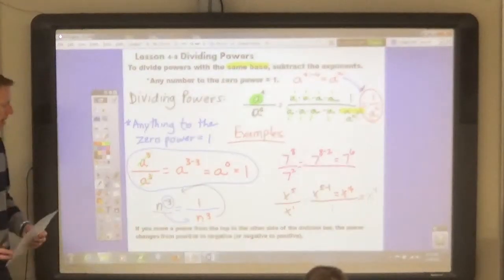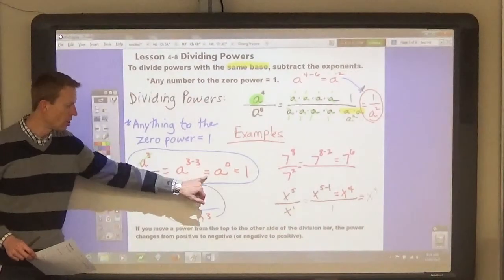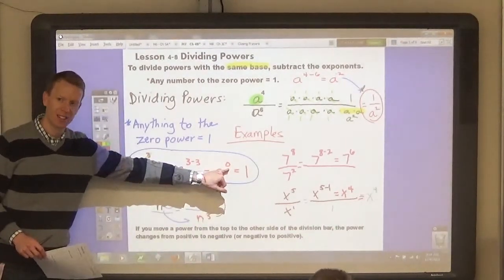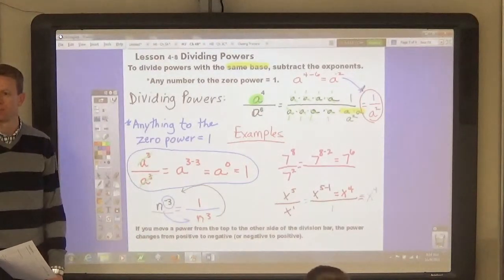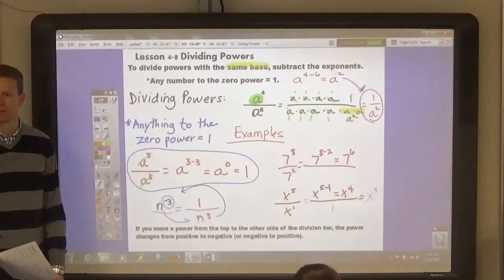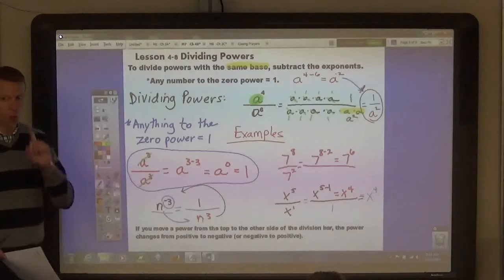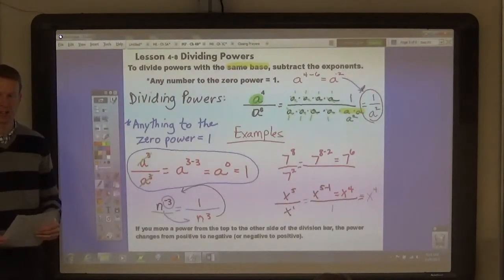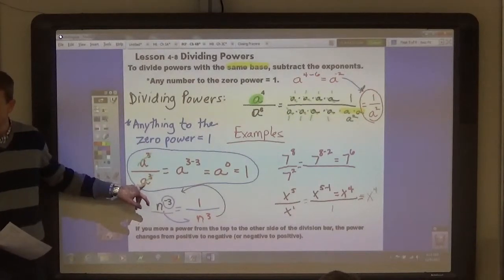A to the third over a to the third equals a to the 3 minus 3, which equals a to the 0, which equals 1. Sam, wouldn't that mean it's times 0? Or there's no exponent? So it's basically just the same. It's just 1. Just the answer 1. No A. Because all the A's are canceled out. They're all divided by each other. Okay?